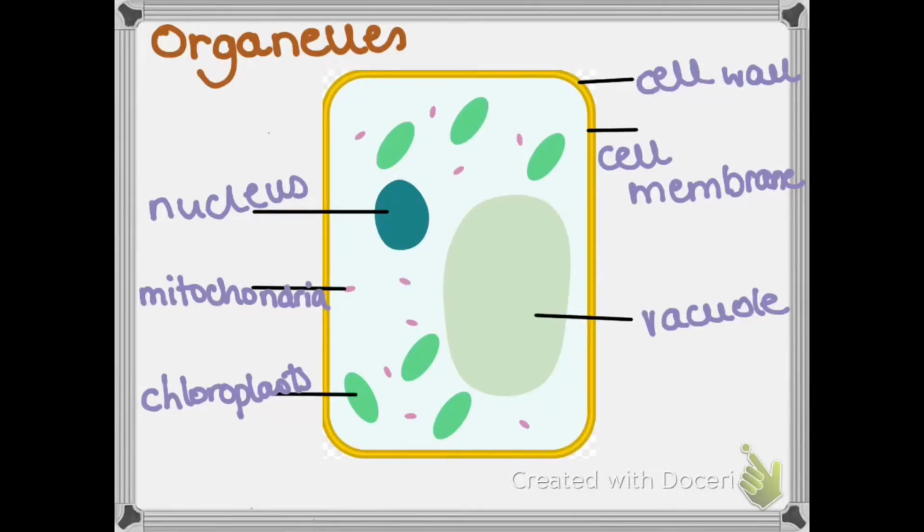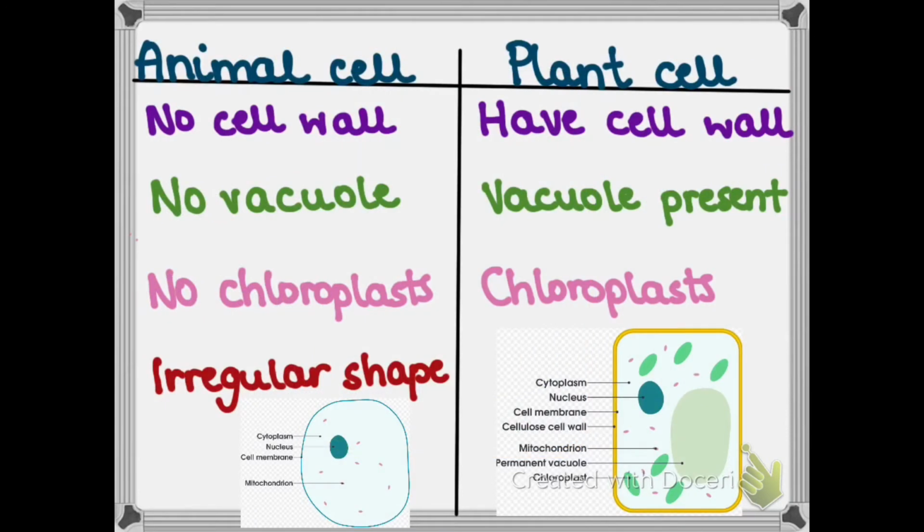The chloroplasts contain a green pigment which helps them to absorb sunlight and helps the plant photosynthesize. You don't need to know this, but the mitochondria is just the powerhouse of the cell. Okay, so now let's look at the differences between an animal cell and a plant cell.